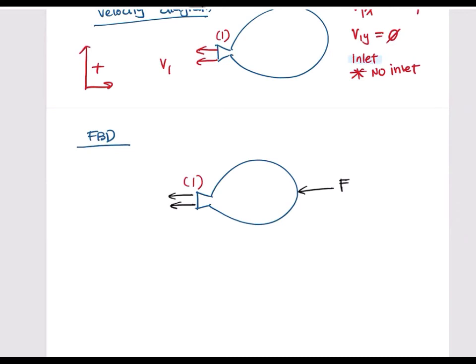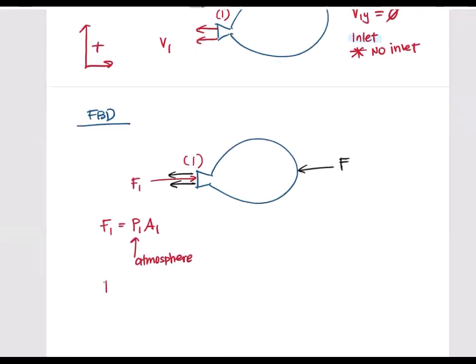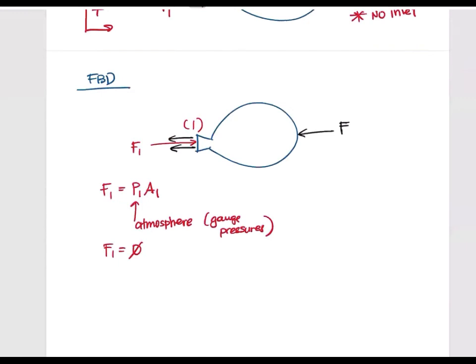So we would still draw a Chinese finger trap force that's acting onto our cross-sectional area. So this would be F1. It just so happens to be that F1 is equal to P1A1. But since we're exiting to the atmosphere, we can say that F1 is equal to 0, assuming that we're dealing with gauge pressures, which we can do, okay? So we would essentially neglect that pressure calculation there, so F1 is equal to 0, okay?